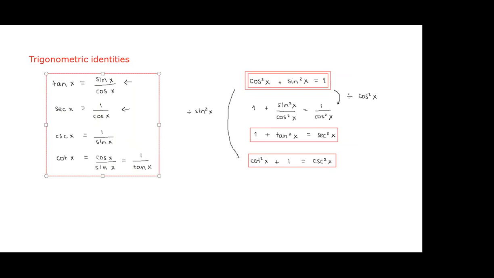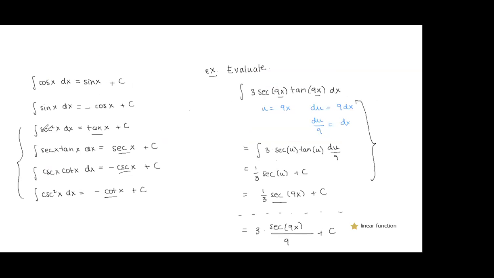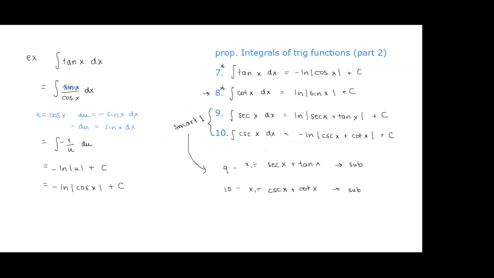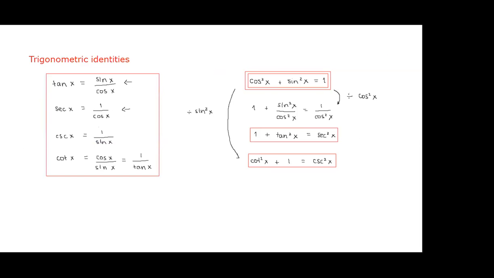Another thing that is useful to remember is that sine and cosine always go together. Tangent and secant always go together, and cotangent and cosecant always go together. That goes as far as to say their derivatives are always similar. So secant always goes with tangent, and cosecant always with cotangent. That's a really useful thing to remember when you're trying to evaluate integrals.